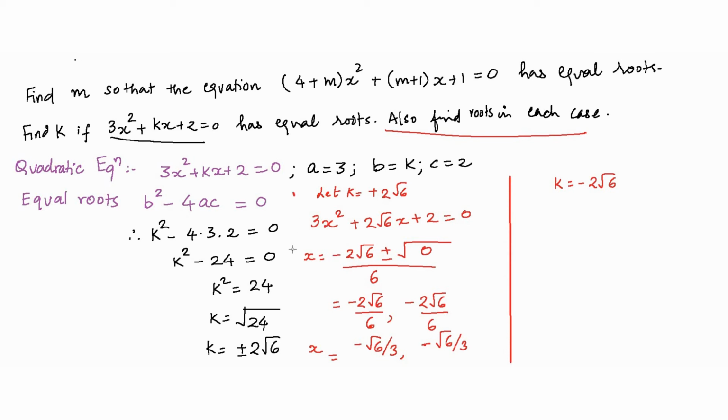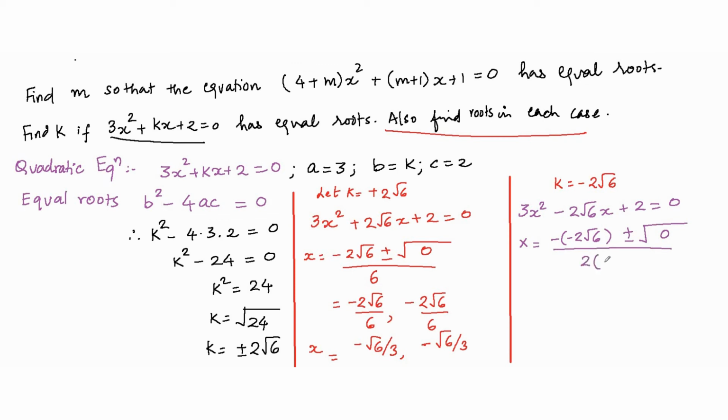Now the value of k could also be negative 2 root 6. So in that case the equation becomes 3x square minus 2 root 6x plus 2 is equal to 0. Again using the quadratic formula, we get x equals minus b, that's minus of minus 2 root 6, plus or minus under root of b square minus 4ac, which is 0, divided by 2a. So that becomes 2 root 6 by 6 and 2 and 6 cancels. Therefore, both the roots are equal to root 6 by 3 and root 6 by 3.